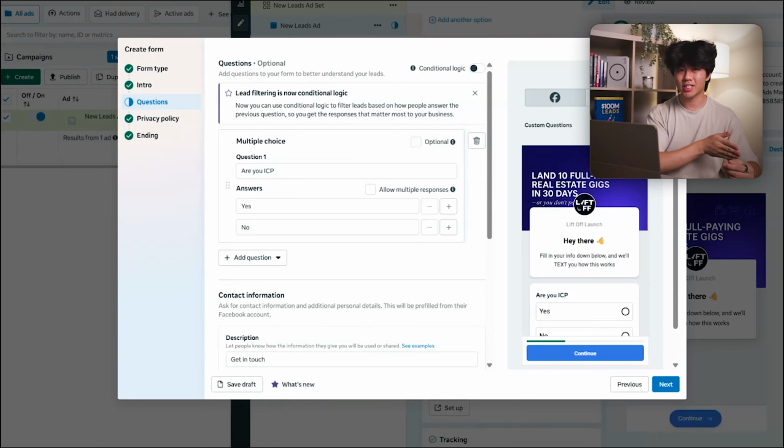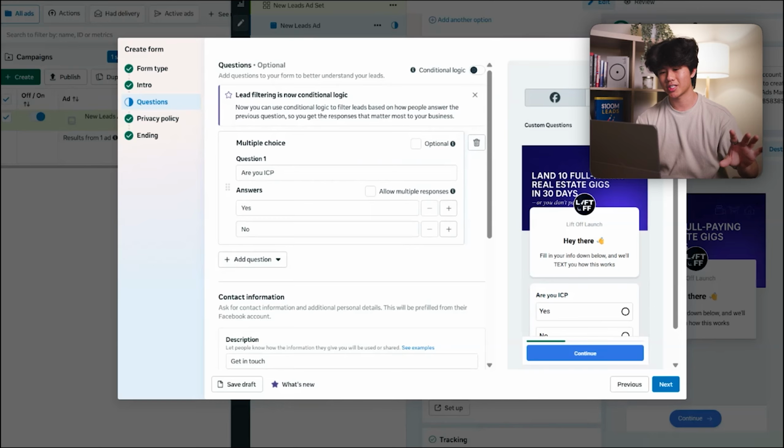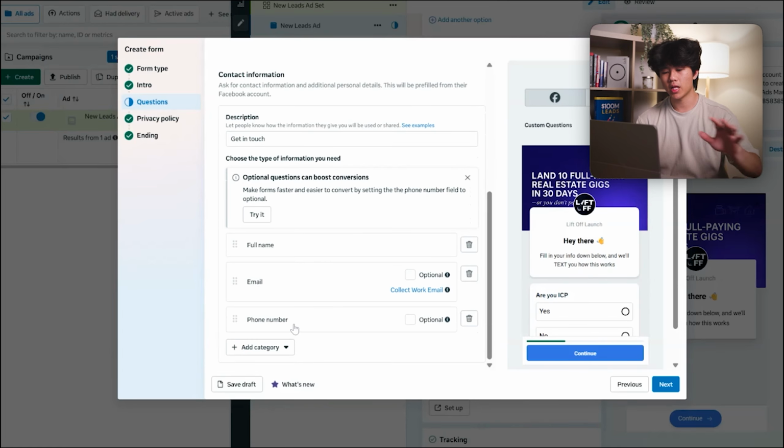If it's anything under 600, that's when the lead is just going to be completely gone. You're going to close the form. You don't have to worry about that lead anymore. It's just someone that's not qualified to even be a customer in the first place. So that's what conditional logic is going to help you do. But other than that, you don't have to worry about that. No questions just yet. Just make sure you get their full name, email, and phone number.